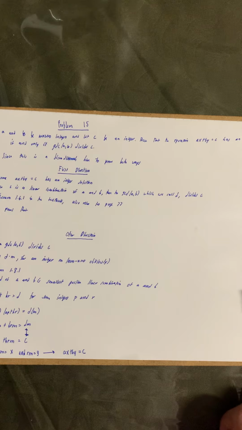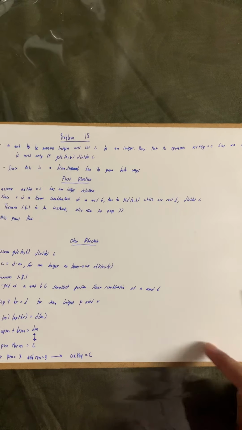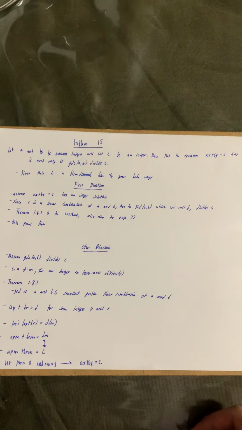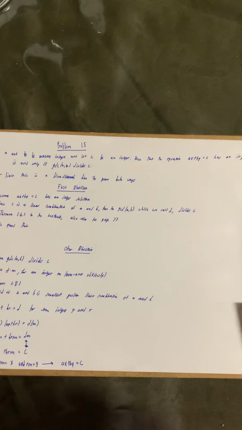Hello everyone. So I have the great pleasure of explaining homework problem 15 from homework number 3 to all of you. The question asks: let a and b be non-zero integers and let c be an integer. Prove that the equation ax + by = c has an integer solution if and only if the greatest common divisor of a and b divides c.